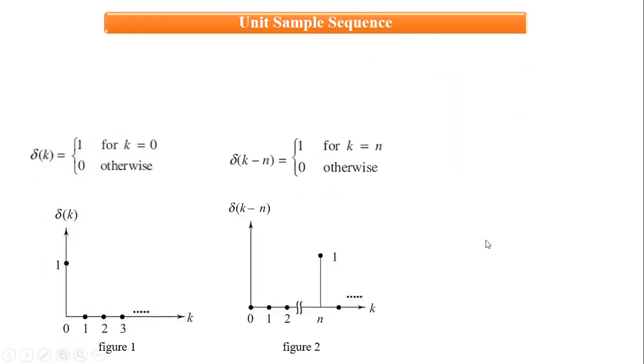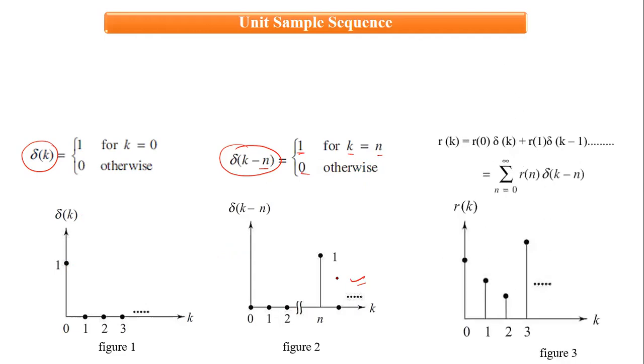Then the delayed sample sequence. If you delay the given sample sequence or impulse sequence by n samples, in that case your delayed sample sequence will be 1 for k equal to n. Otherwise, it will be 0. So what you have done is you have delayed it. Now the magnitude 1 of the sample sequence will be available at k equal to n only, otherwise it is 0. It is shown here in the pictorial representation.